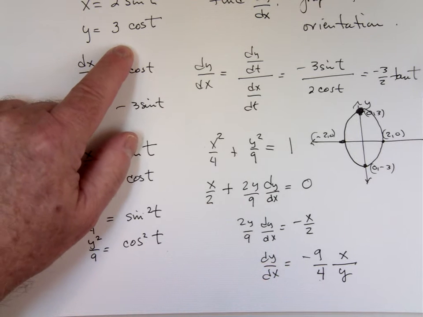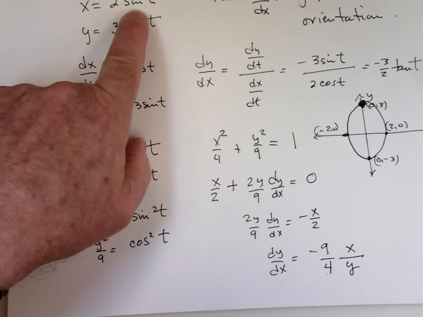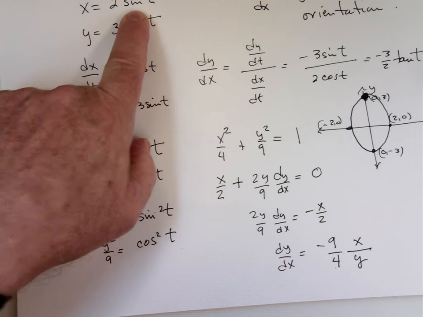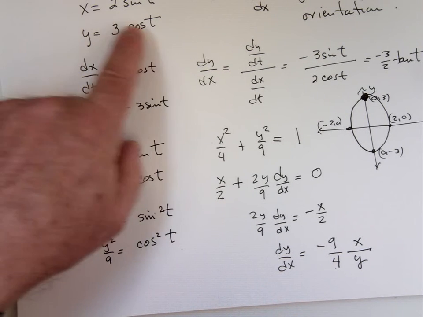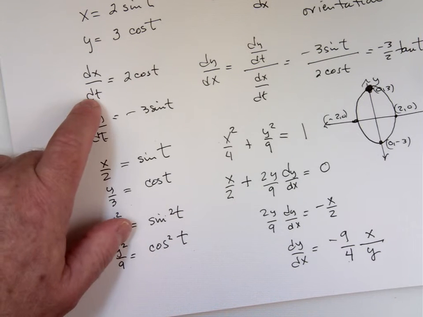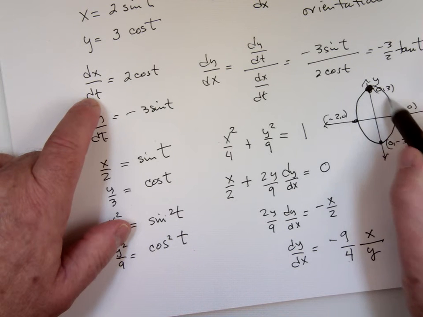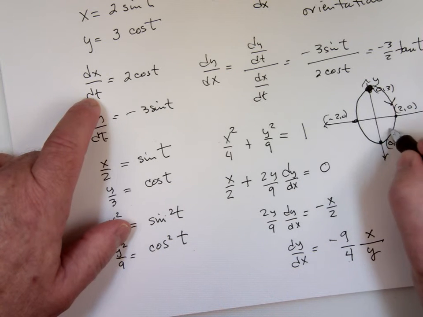Increase the parameter t. If you increase t, what happens is the sine t will increase, so x will increase, and the cosine will decrease as you increase t. So x increases, moves to the right, y will decrease. That means we have this orientation.